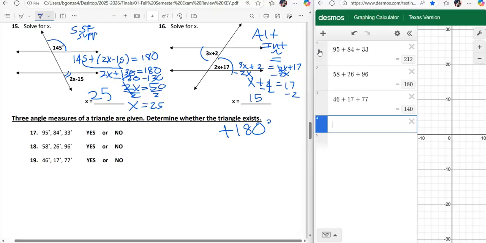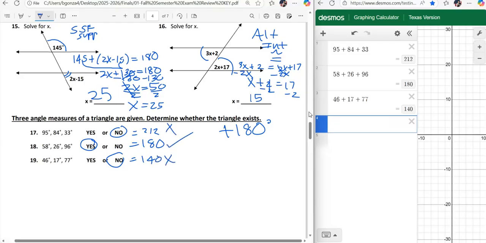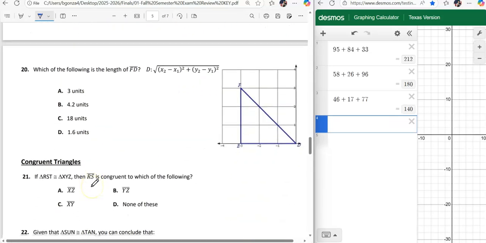All right, so the first one does not add up to 180. That's a big old no, sir. That equaled 212. But the next one is a yes because it equaled 180. Good job. And then the last one equaled 140. That is not a triangle. Okay, it's got to add up to 180 degrees.